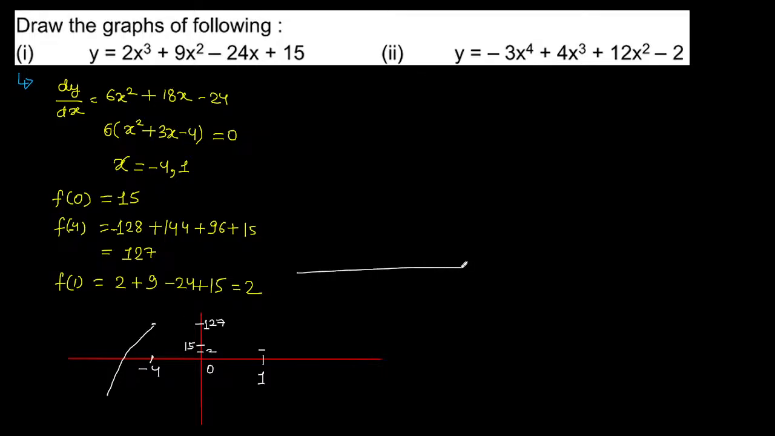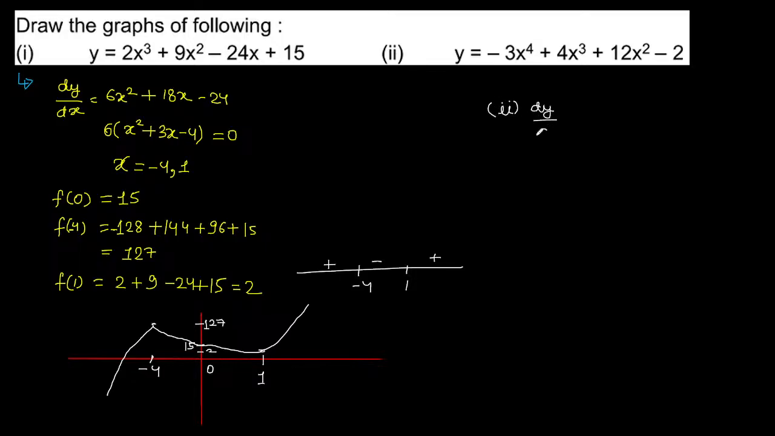If you plot it: from minus 4 the sign is plus, minus, plus, so increasing. f(0) is 15, decreasing up to 1 and then increasing. So this is the plot. Similarly, you can plot the second one.